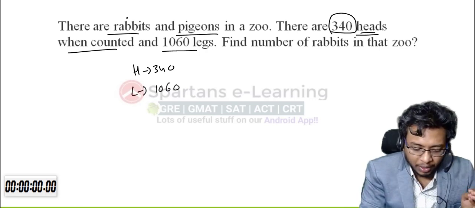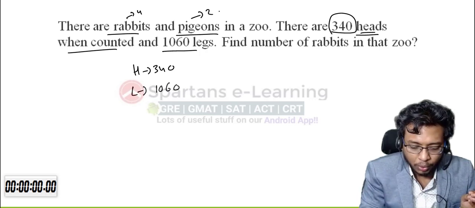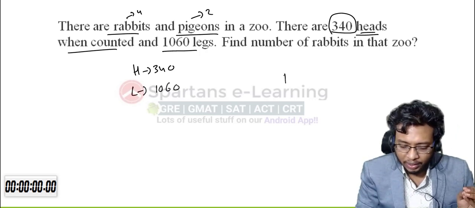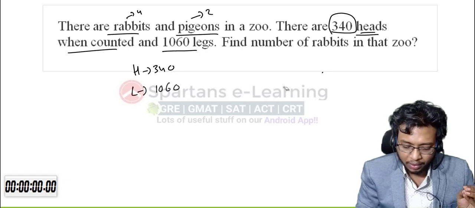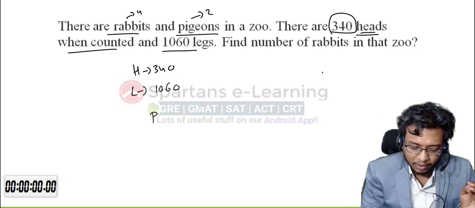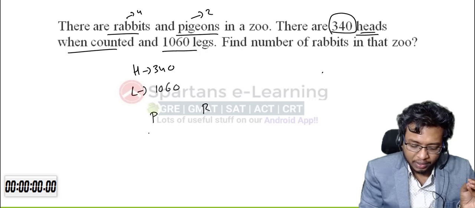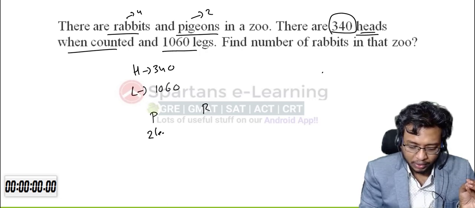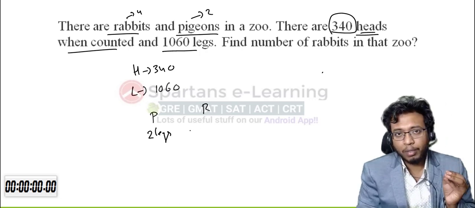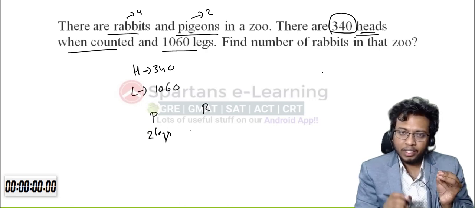Normally, rabbits will have 4 legs and pigeons will have 2 legs, right? So what I will do is, let this be pigeon, this be rabbit. I'll write it here. Pigeon is having 2 legs. Rabbit is having 4 legs. But what will I assume? I'll assume rabbit is also having 2 legs.